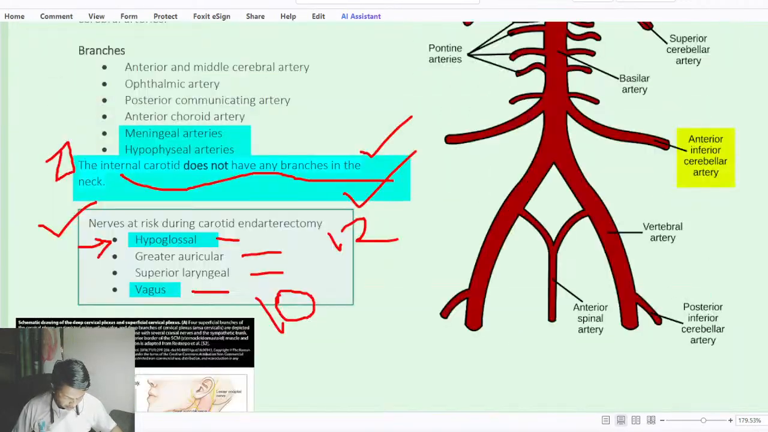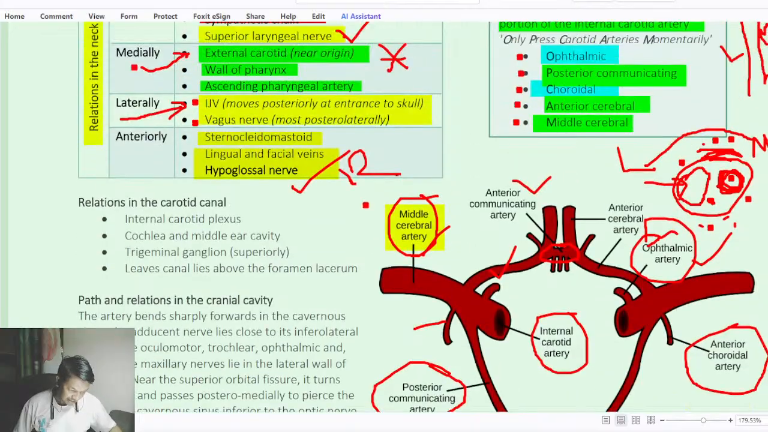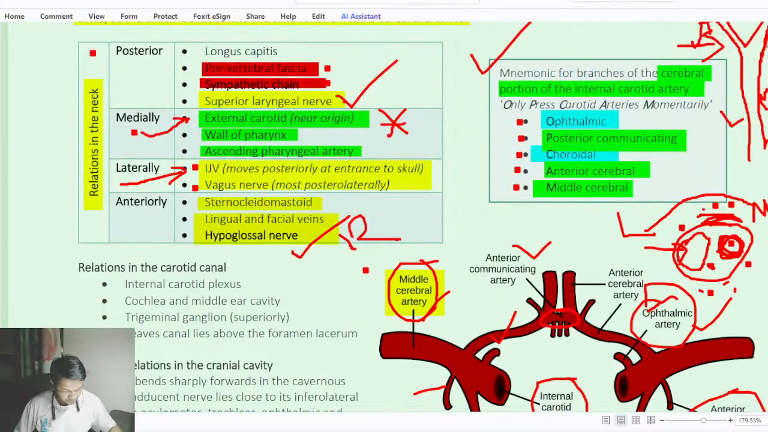And then what are the branches of the internal carotid artery? I think Dr. Asif can answer this. No, not yet, it's his turn. Okay, continue. Internal carotid: posterior communicating, anterior cerebral, middle cerebral, and anterior choroidal.